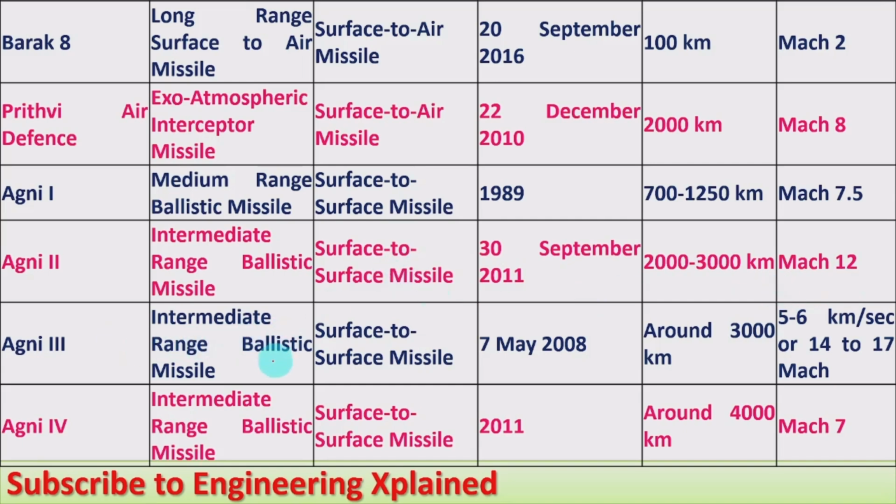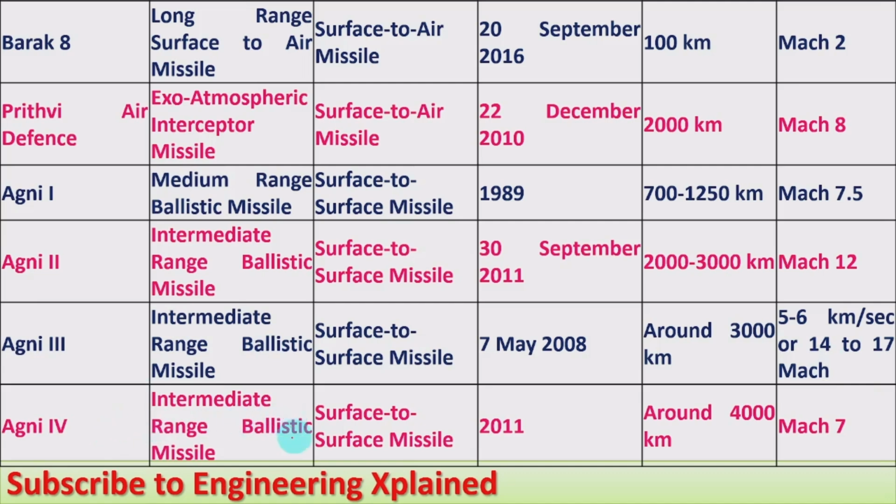Agni 3 intermediate range ballistic missile, surface to surface missile, launched on 7th May 2008, around 3000 km range. Speed is 5 to 6 km per second or 14 to 17 Mach. See that the speed is much higher compared to all the other ballistic missiles.